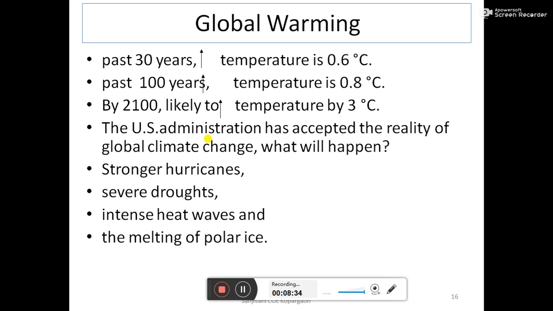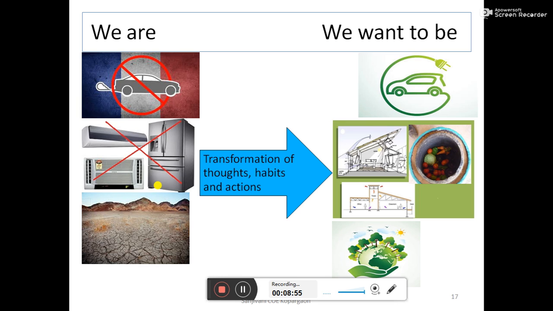Global warming. This is also one of the effects of environmental pollution. You can say global warming, with harmful gases. This is the condition where you are polluting the air.